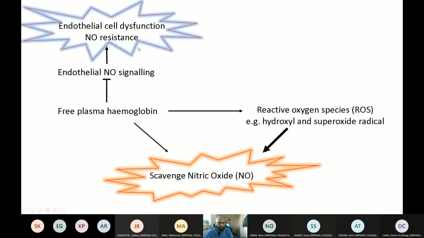As well as actually scavenging nitric oxide and reducing nitric oxide levels, another way by which free plasma hemoglobin interferes with nitric oxide activity is by blocking the endothelial nitric oxide signaling. So you not only get actual reduction in nitric oxide levels, but you also get nitric oxide resistance. So it's a kind of double hit.